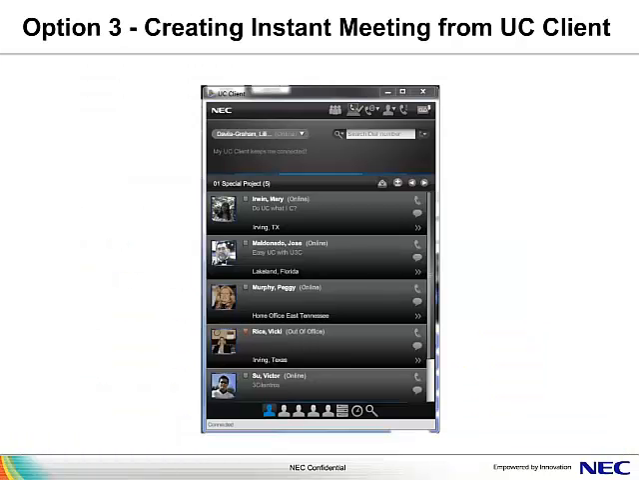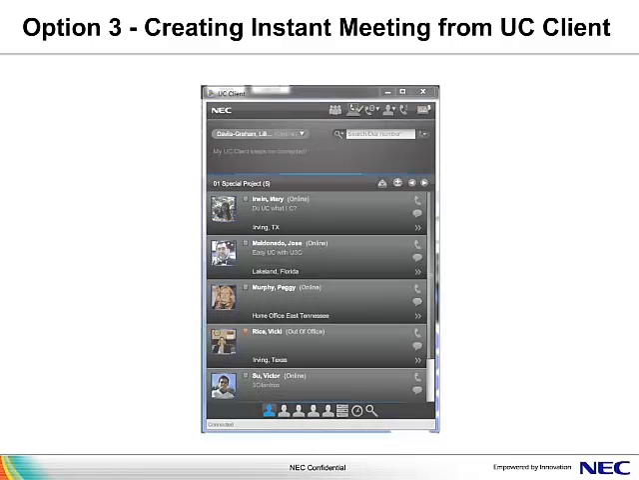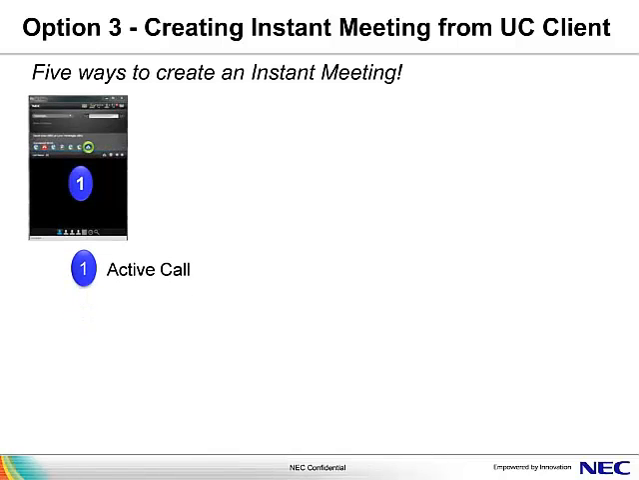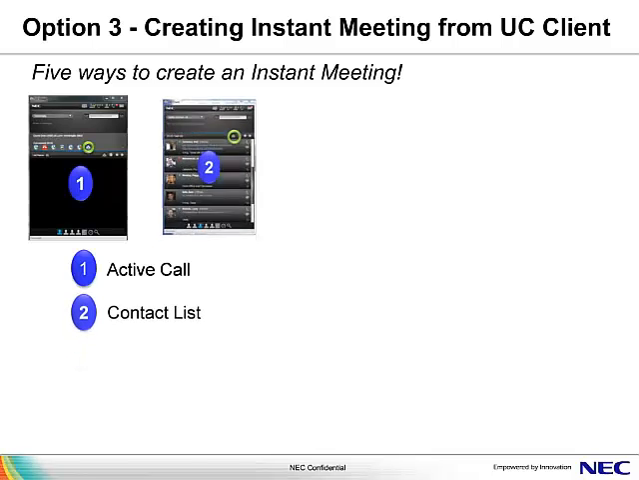An instant meeting is created from the UC client, and only 3C users can be invited. However, anyone can be added from within the meeting once it is started. Instant meetings can be created from 5 different locations. A user can click on the instant meeting icon while on an active call with a coworker. The user can invite a coworker from any of their contact lists.